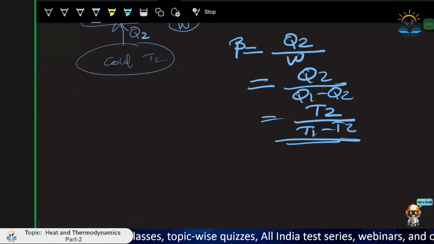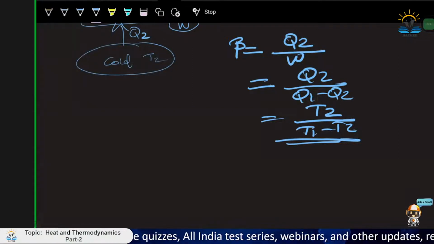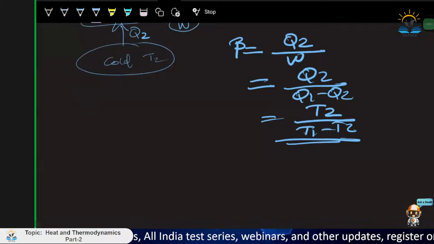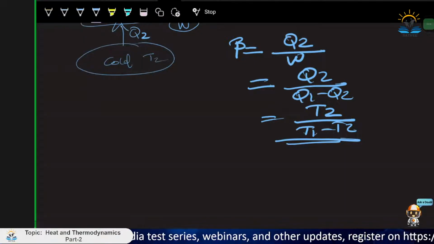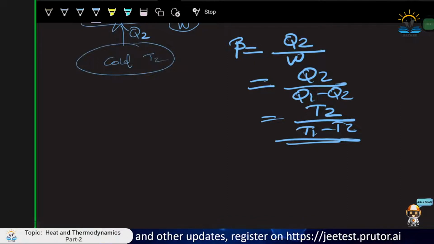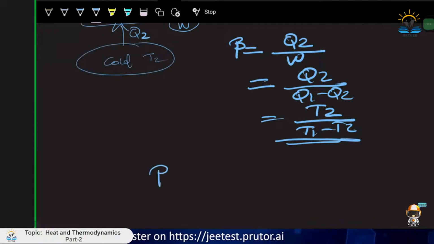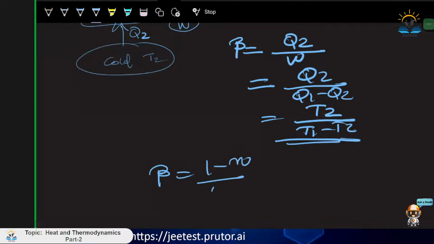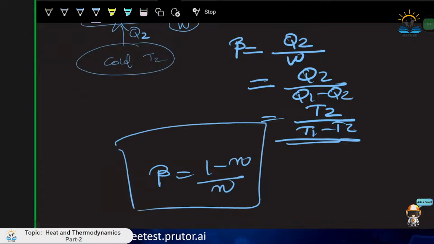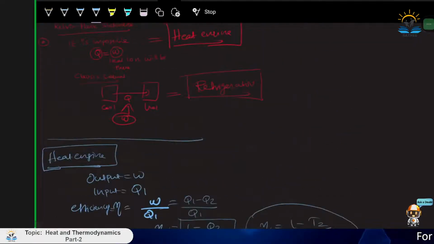T2 divided by T1 minus T2. Sometimes it can be asked: a refrigerator has this coefficient of performance, what will be the efficiency if it is converted into a heat engine, something like that. So you want to know the relation between beta and eta. Beta is the coefficient of performance and eta is the efficiency, and beta is equal to 1 minus eta divided by eta. So far so good.